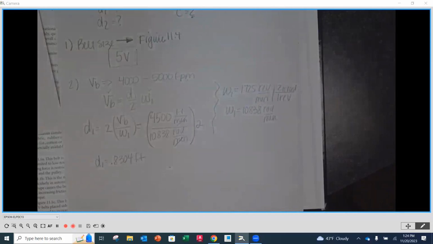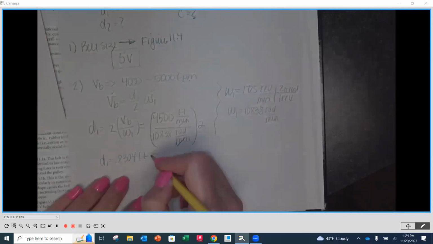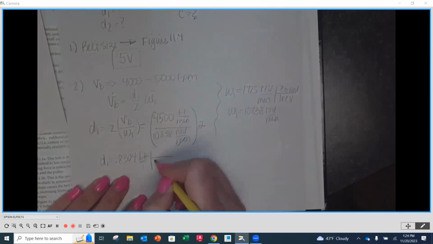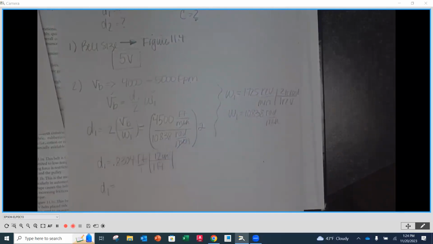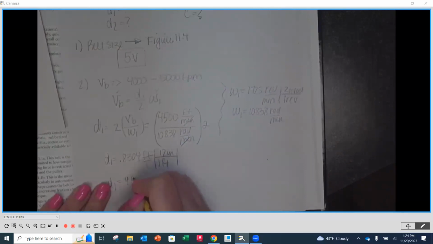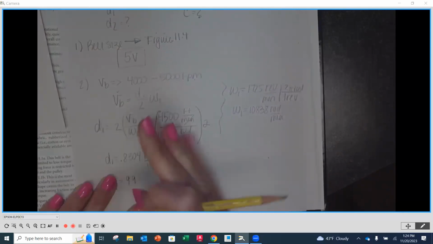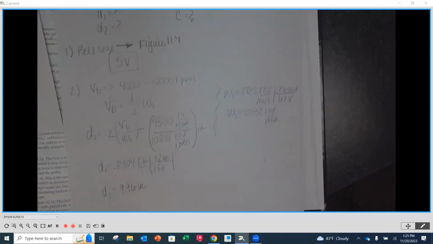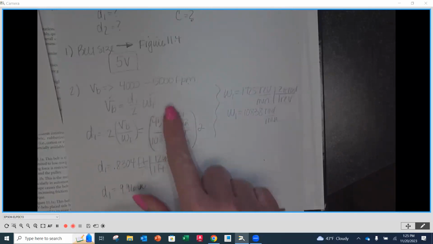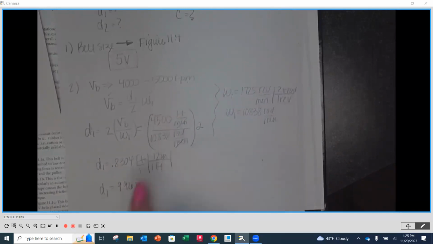But we need it in inches, right? Now we have to convert to inches. 9.96 inches. Okay, any questions so far? So 9.96 inches is our estimated diameter based on using 4,500 as our pitch line speed. Okay, 4,500 feet per minute.